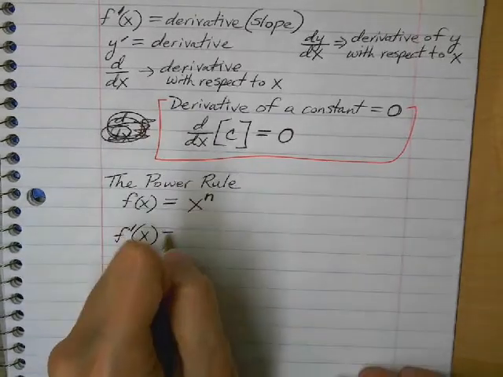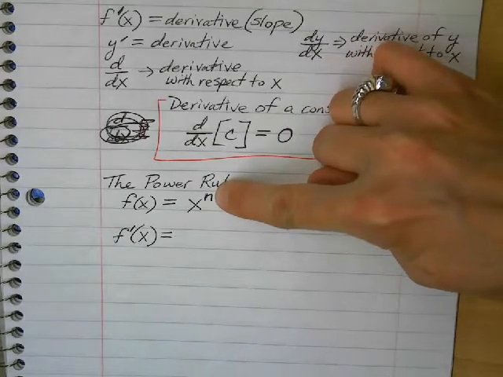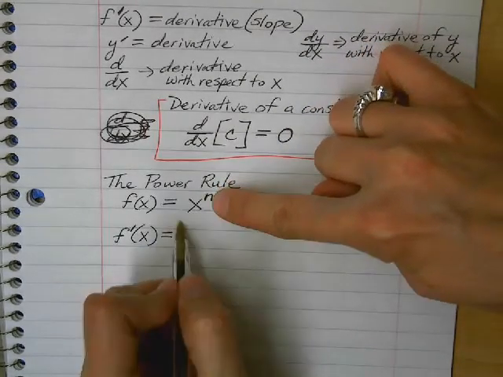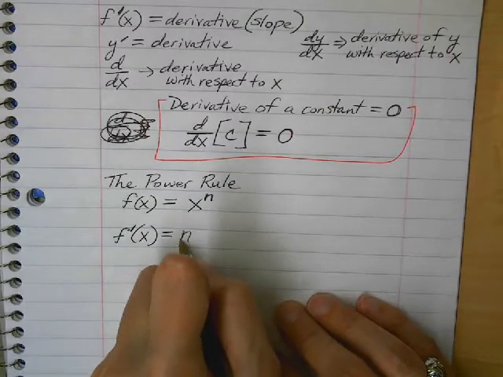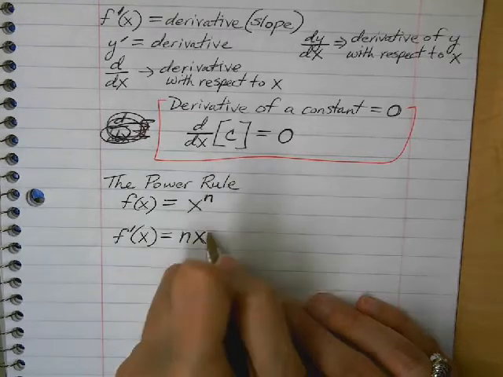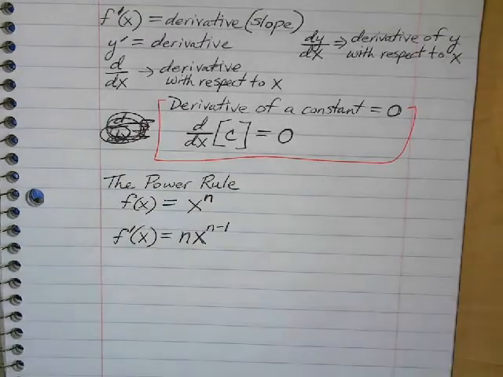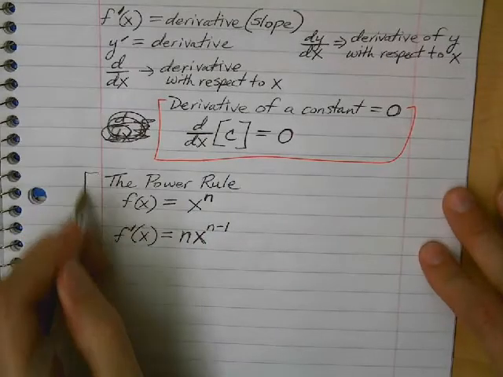It's actually pretty easy. You take that little power, whatever it may be, 3rd power, 4th power, whatever it is, and you bring that in front. It's going to be n times x, nx, and then you subtract 1 from the power, and that's the derivative. This is the power rule.